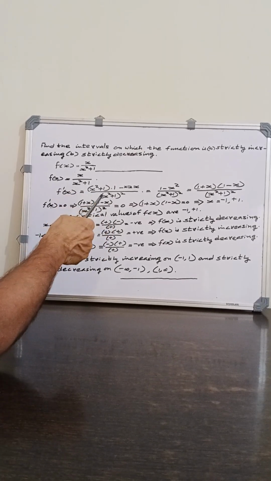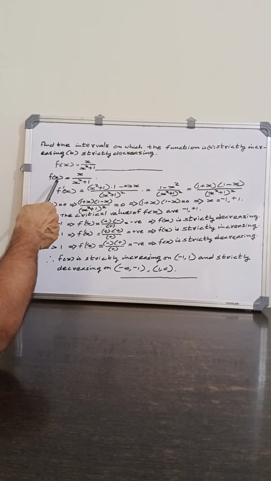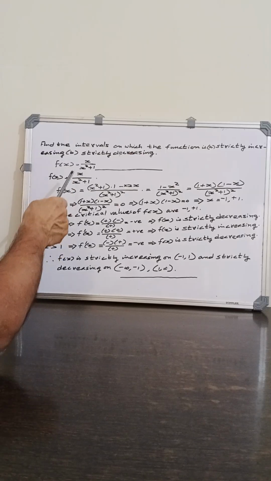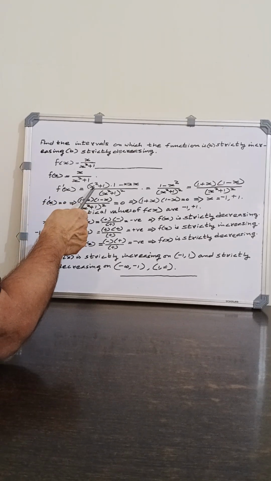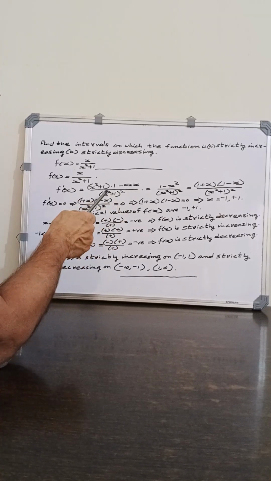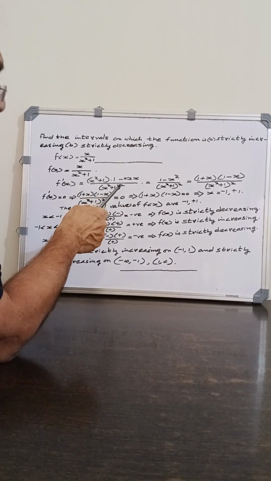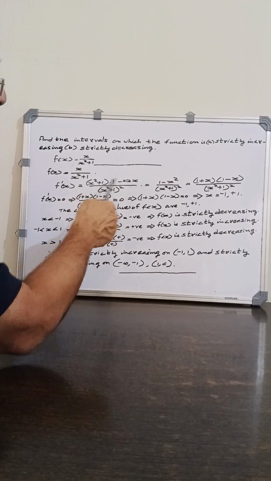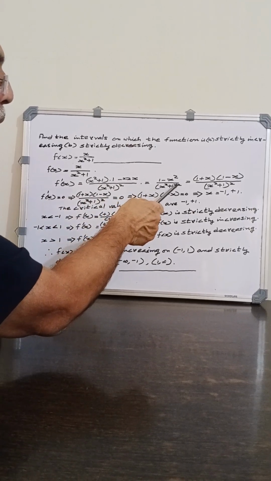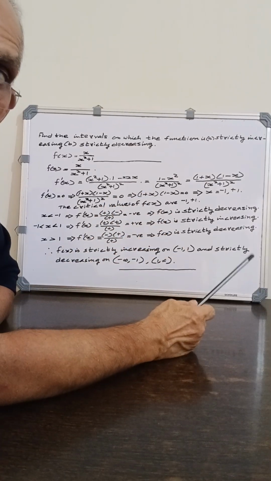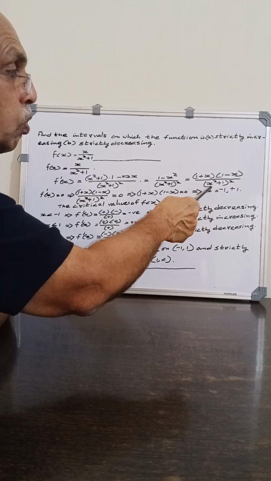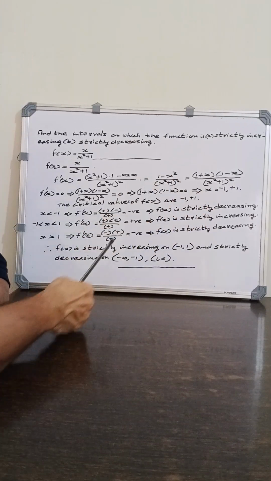Up to this, I am once more explaining. The given function is f of x equals x by x squared plus 1. f dash of x is (x squared plus 1) dot 1 minus x dot 2x by (x squared plus 1) the whole square. When simplified, the numerator becomes 1 minus x squared by (x squared plus 1) the whole squared. 1 minus x squared, when factorized, is (1 plus x) into (1 minus x) by (x squared plus 1) the whole squared.